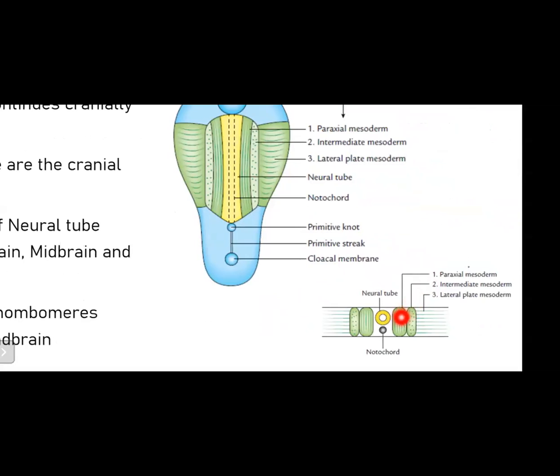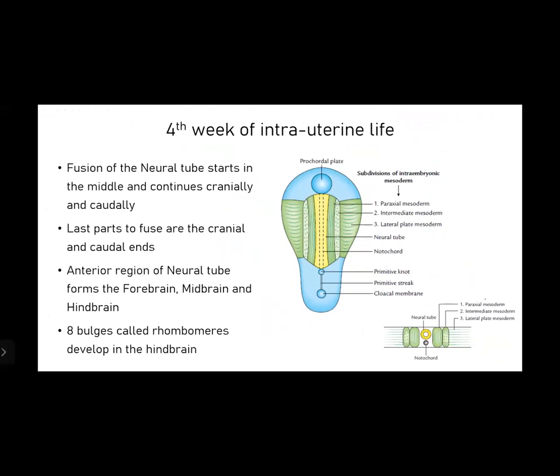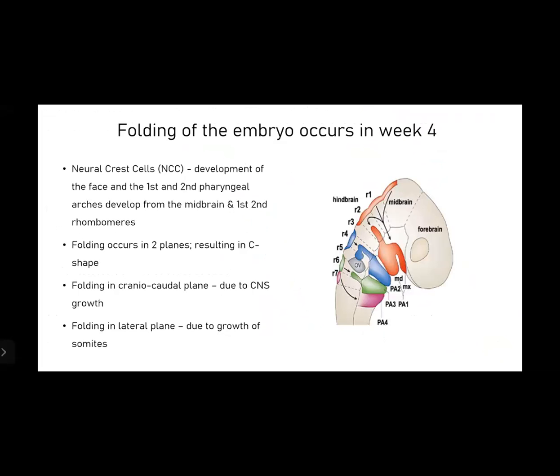That's called a paraxial mesoderm, because it's a mesoderm lying next to the neural tube. This area is called the intermediate mesoderm, and lateral to it, you have the lateral plate mesoderm. Each of these will be involved in giving rise to various structures in the head and neck region. So basically, at this point in week 4, you have a folding of the embryo. The embryo tends to fold in a craniocaudal plane as well as in the lateral plane.